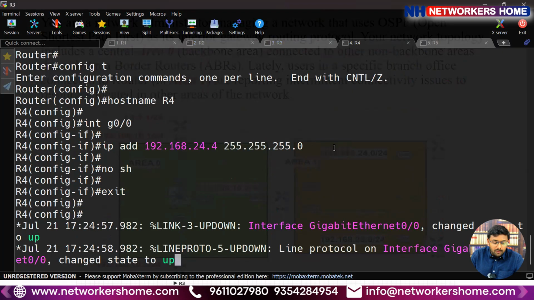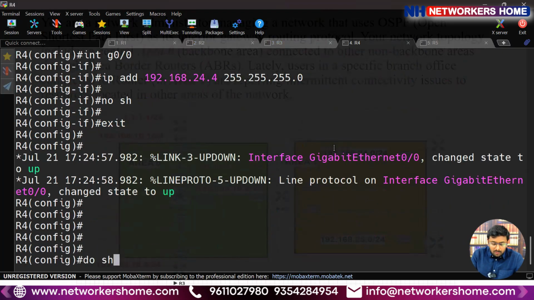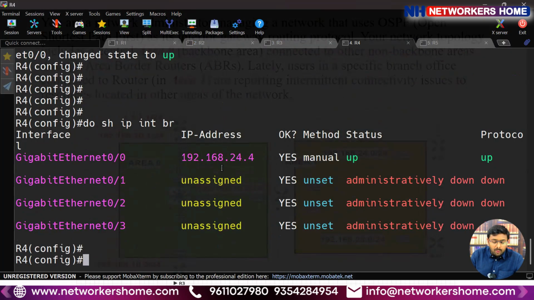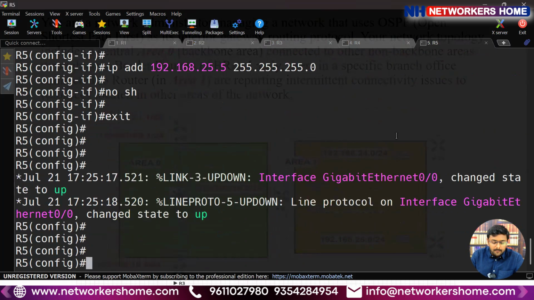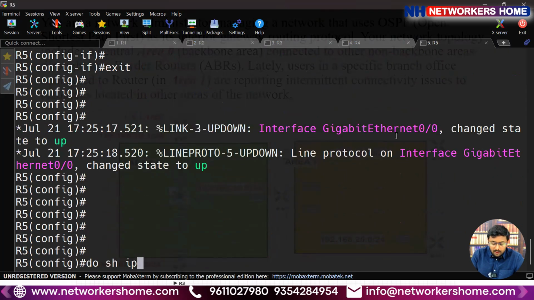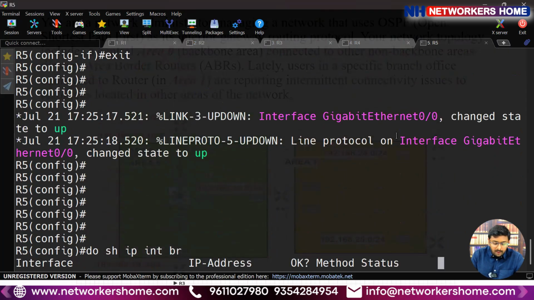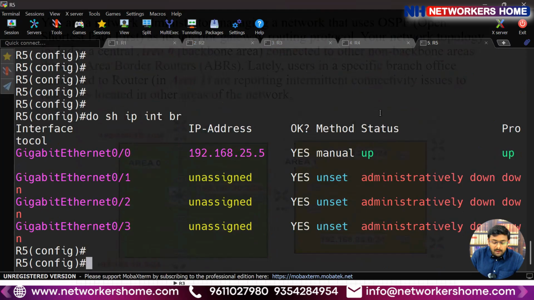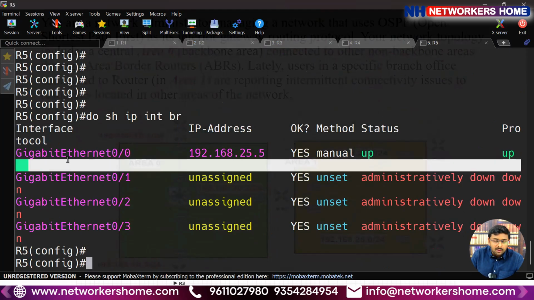Then on router 4, do show ip interface brief. On router 4 we have one IP configured on interface 0/0, and the IP is 192.168.24.4. Then on router 5, do show ip interface brief. We have the IP 25.5 configured on interface 0/0.